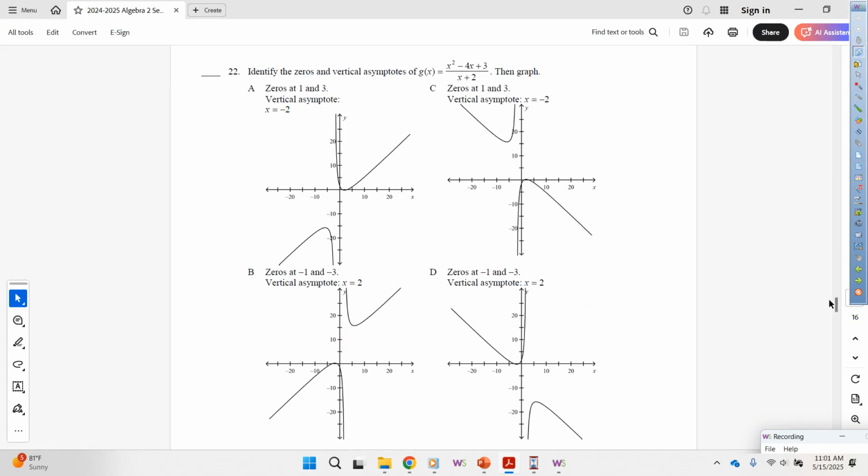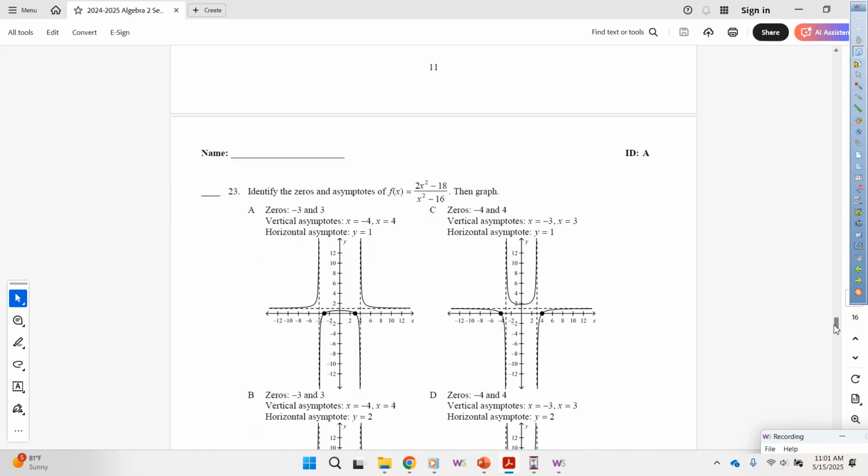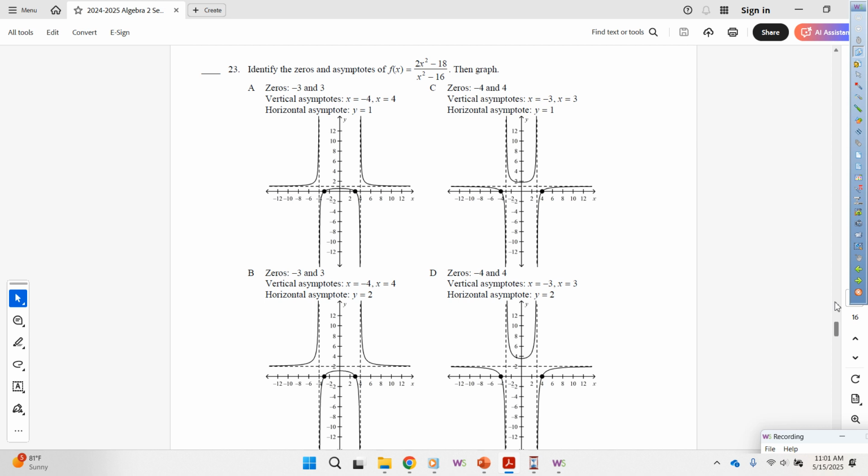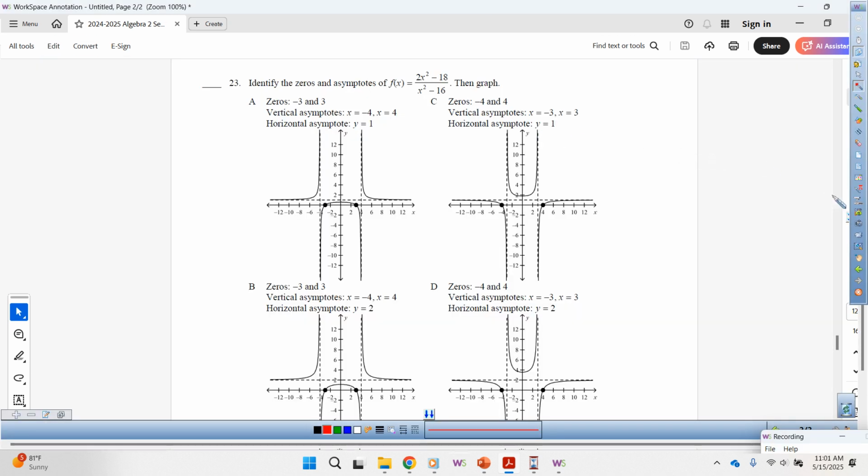All right, let's go to number 23, Michael Jordan. When you get to this one, we have a squared on the denominator, and we have a number on top. So when you get to number 23, let's go straight to long division. So let's do that. Hold on.